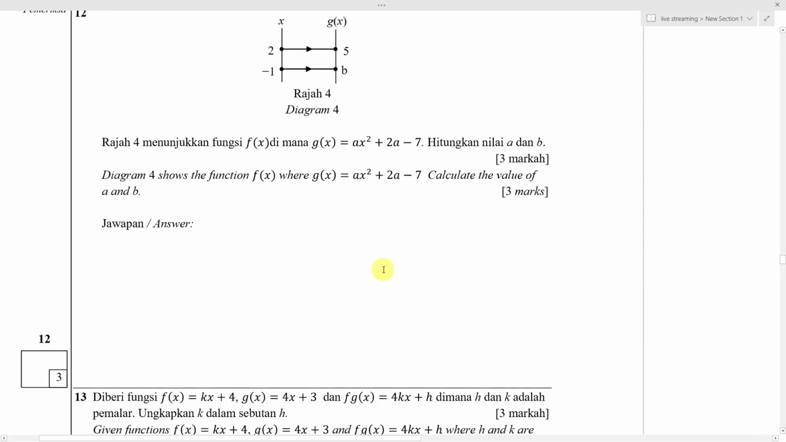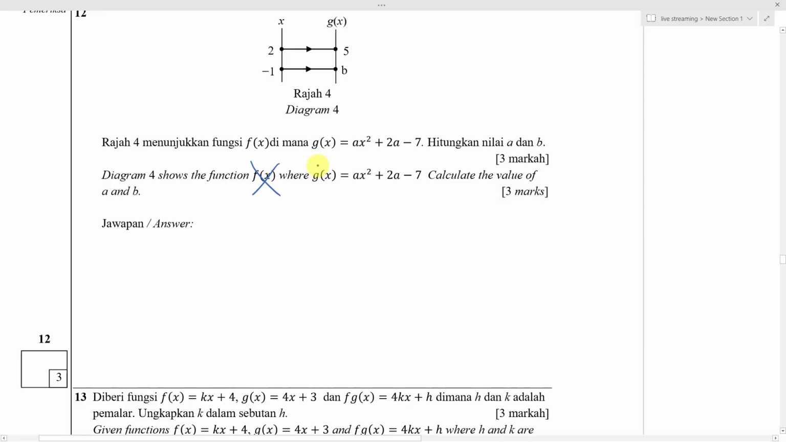Alright, next one. Diagram 4 shows the function fx and gx, where gx equals to that one, and then calculate the value of a and b. Is it a typing error? Why don't I see the fx in the whole equation? Right, so we have the gx here, so I just ignore fx. I don't know where the fx is. Maybe the diagram shows the function of gx. So I guess the fx basically is a gx.